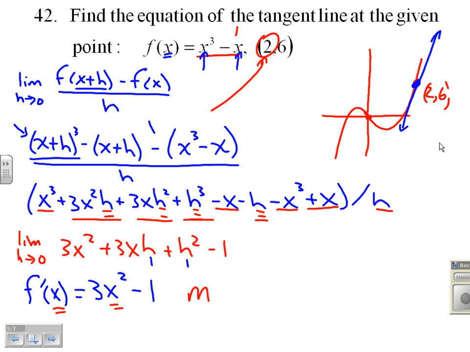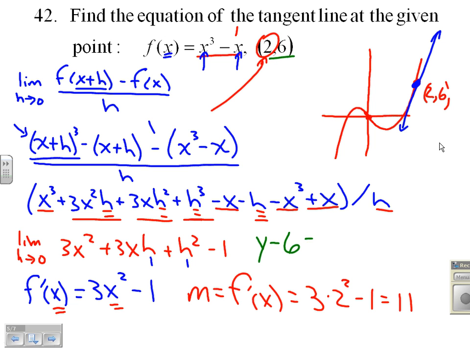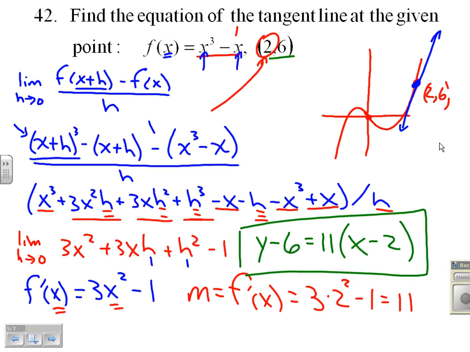So the slope we're going to use is just f prime of 2, which is 3 times 2 squared minus 1, or 11. So I need a slope of 11. I need to pass through the point (2, 6). So the equation of my line is y minus the y coordinate 6 equals slope 11 times x minus the x coordinate 2. And that's a skill that we're going to be very, very good on.